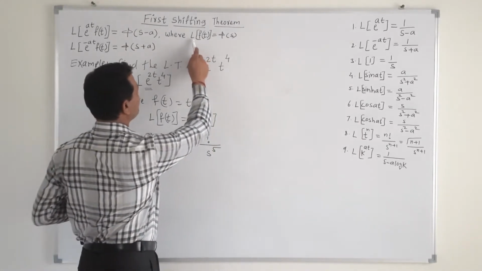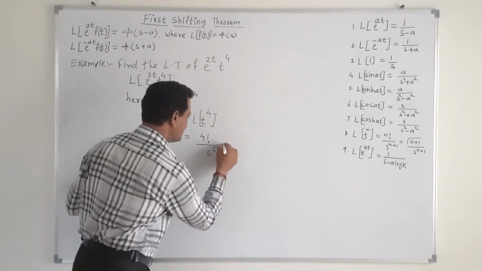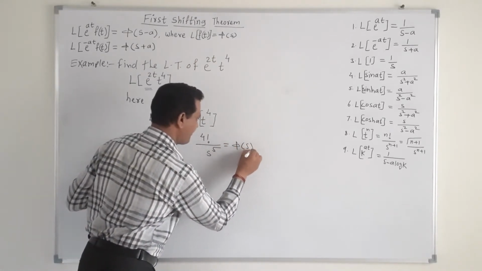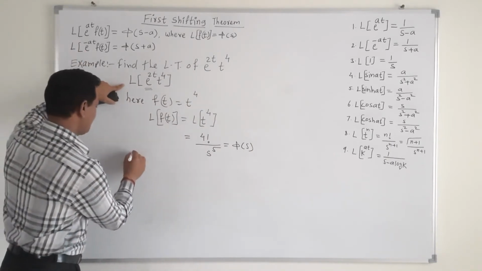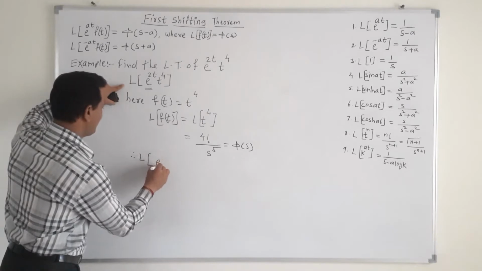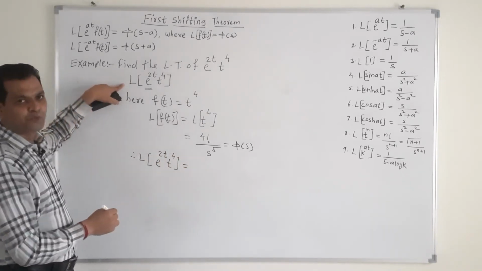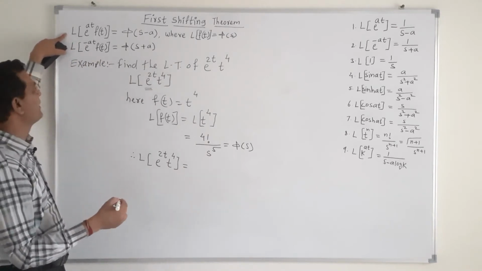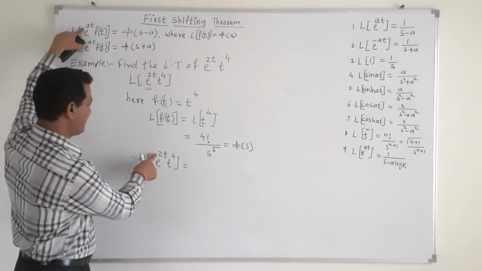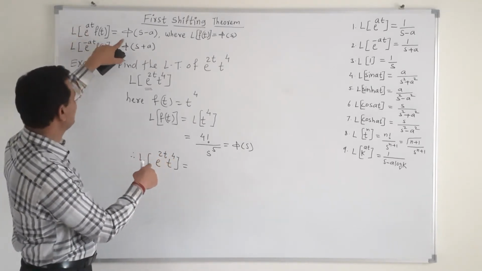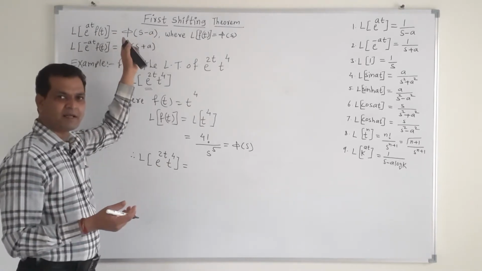According to this property, denote the Laplace transformation of f of t as phi of s. So this is the value of our phi of s. Then, to apply the shifting theorem, the Laplace transformation of e raised to 2t times t raised to 4 is equal to... According to this shifting property, whenever a plus sign is there for the power of e, subtract the value a from the parameter s.